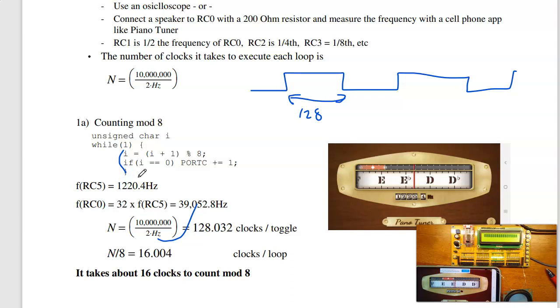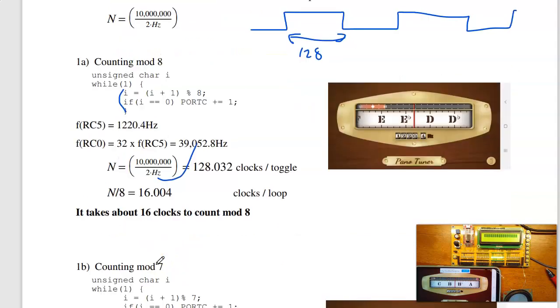If I had to write that in assembly, I would do increment, move, logical and, then a move, then a go to. That'd be about 6 clocks. It takes 16. So I could do better in assembly. But anyway, that's how long the C code takes.